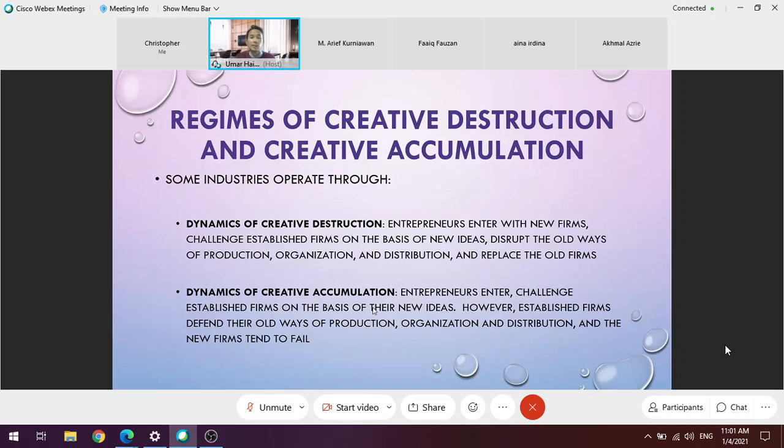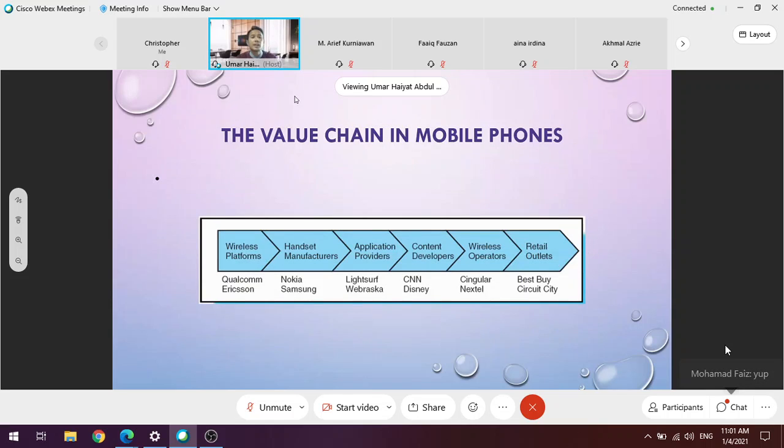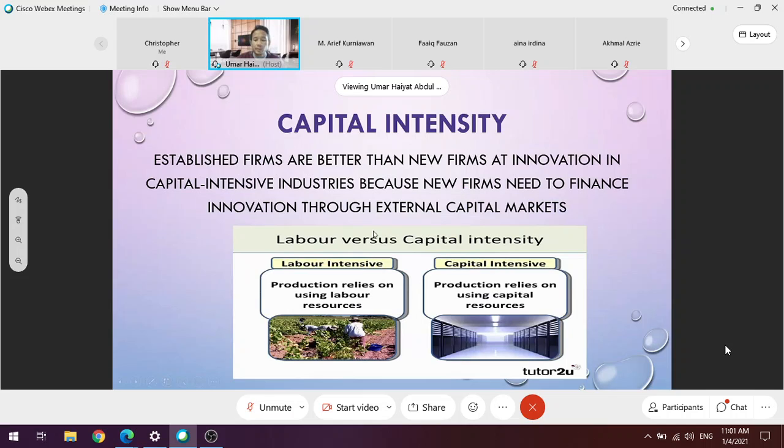The next aspect that we're going to discuss is the value chain in mobile phones. More or less it's the same, so I don't want to go through that. I just want to focus on another aspect of industry analysis with regard to competitive advantage, which is capital intensity. Established firms are better than new firms at innovation in capital intensive industries simply because new firms need to finance innovation through the external capital market.